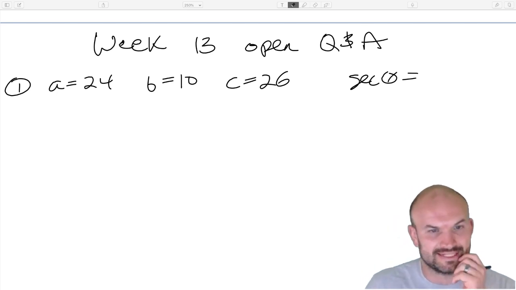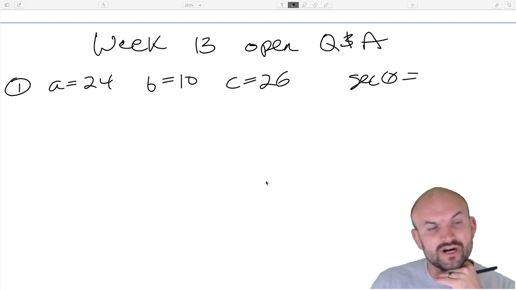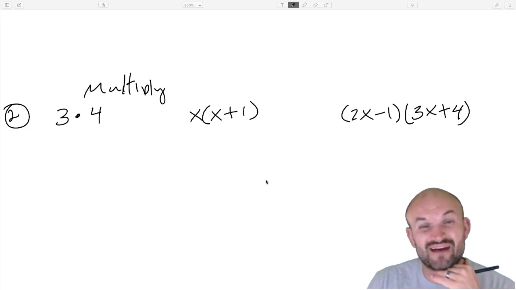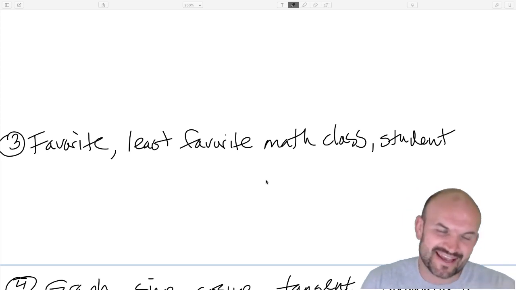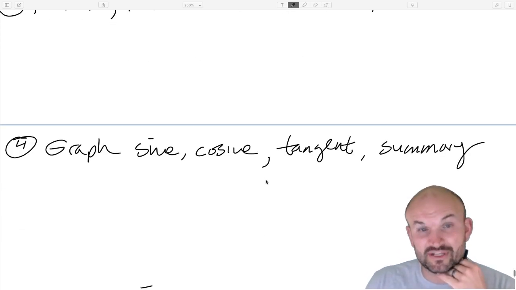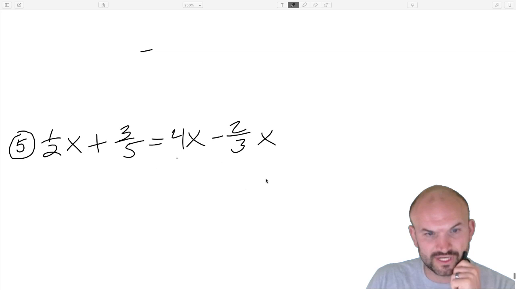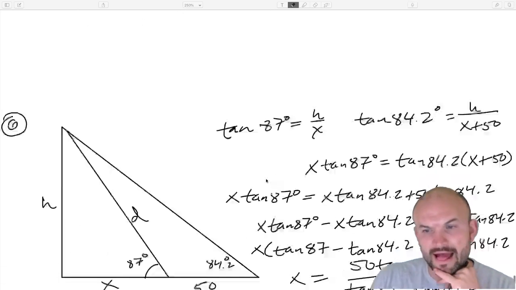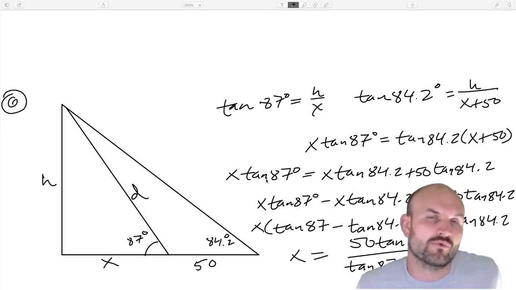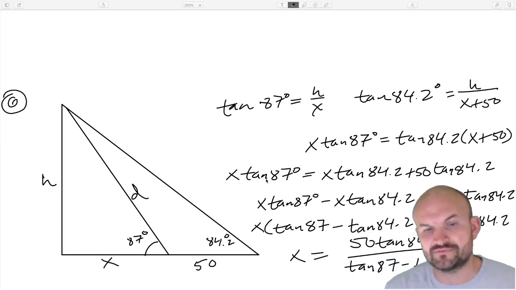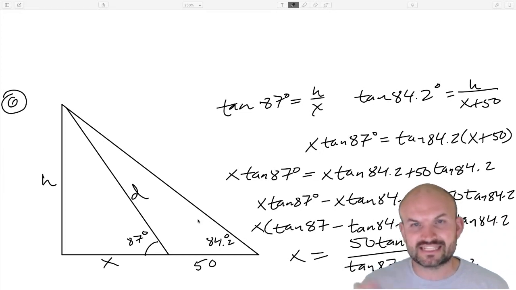I did go ahead and get some questions in here. So we're going to go ahead and solve with some right triangles. We're going to multiply some binomials. Somebody just asked me to talk about my favorite and least favorite math class, so I was like, I'll do something a little bit different. I'm going to do a summary of sine, cosine, and tangent. We're going to solve a linear equation. And then I decided to at least show my work. I'm not doing everything, but I'm at least going to show the work for a word problem that was presented to me. That's what I'm going to explain here for this live stream.